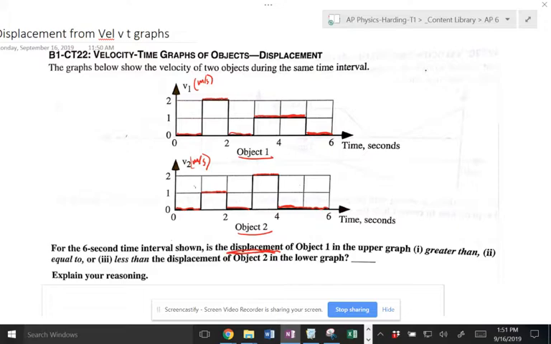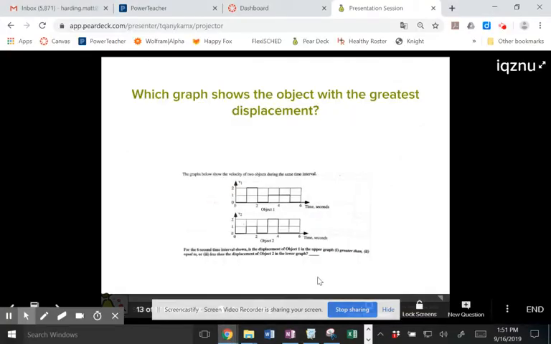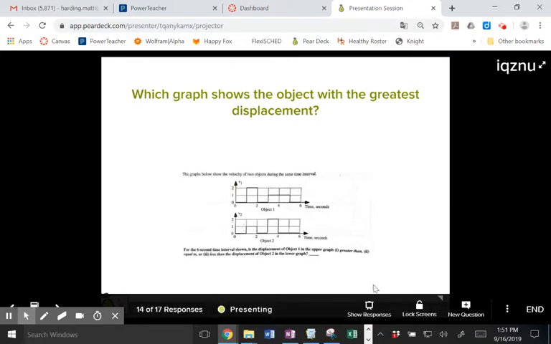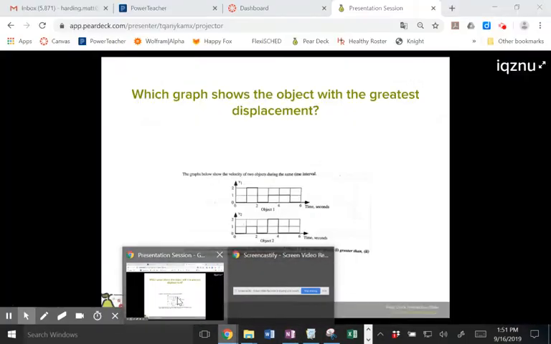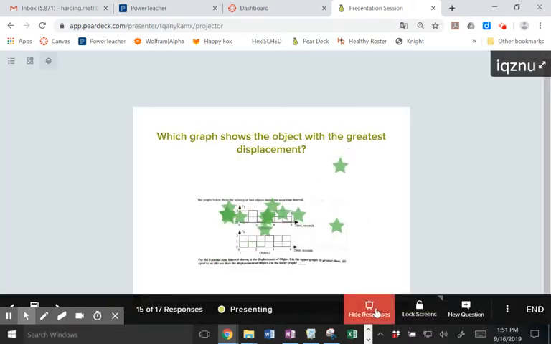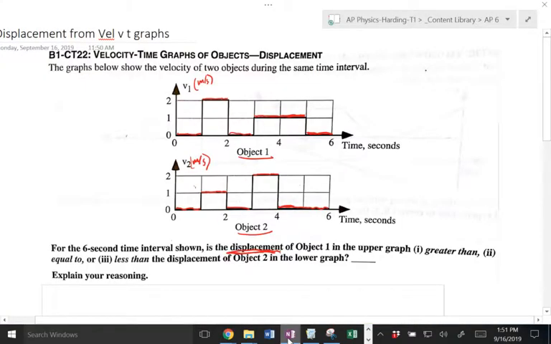All right, let's see how we're doing. We got 13 of 17 people responding. You're dragging the star to the graph that shows the greater displacement. Looks like most of the stars have been dragged to the top one. Okay, cool. So let me make some changes here. All right, so now drag the star to the correct one.